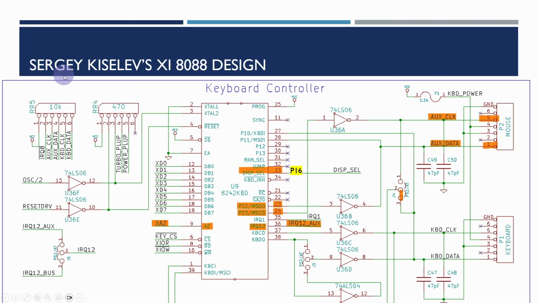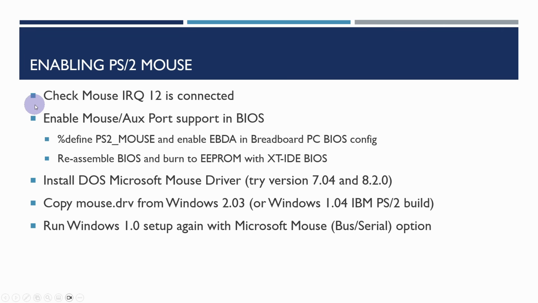Now, the design we've used here is based on Sergey Kiselev's XI8088 design, and I went through this in the previous series, so I'm not going to go into great detail about it. But basically, there are the two outputs for the auxiliary channel, as it is known in the original PC, but it's primarily the mouse port. And we need to worry about wiring up the interrupt 12 and ensuring that the other pins have been wired up properly. We did that earlier on when we were wiring up the keyboard, so this should hopefully all be correct. So what we need to do is to check that the mouse interrupt 12 line is connected.